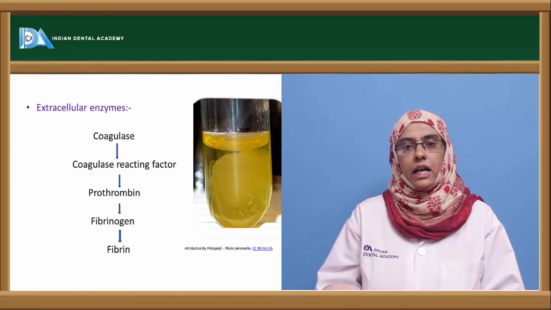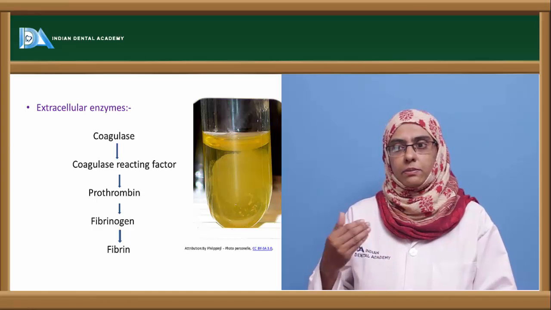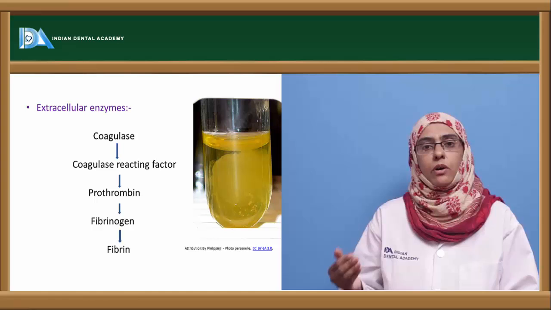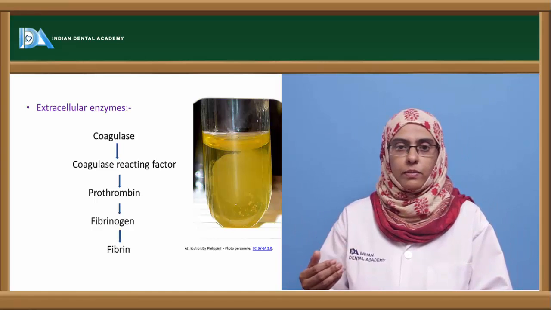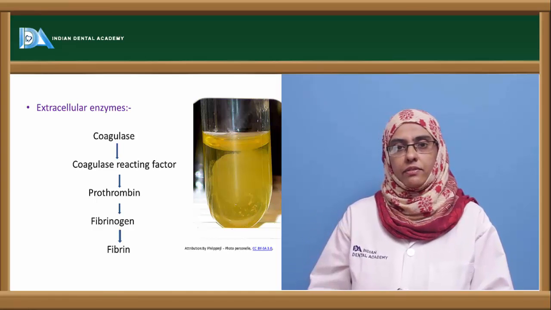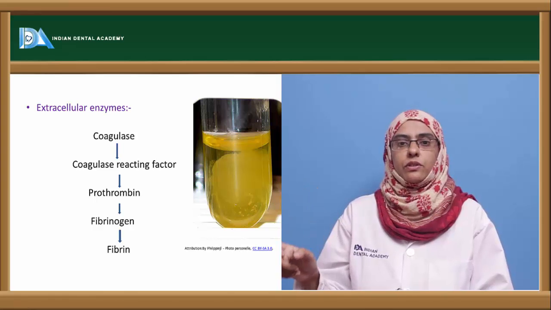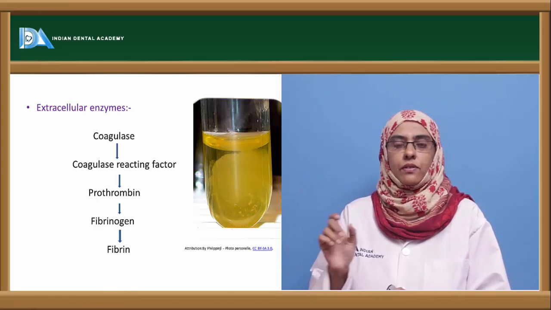So the coagulase brings about its activity by binding with a coagulase reacting factor present in the serum or the plasma of the human. When these react, they bind to prothrombin and convert the fibrinogen into fibrin. That is the reason they bring about the coagulase positive reaction. The formation of the fibrin is a coagulase positive reaction.